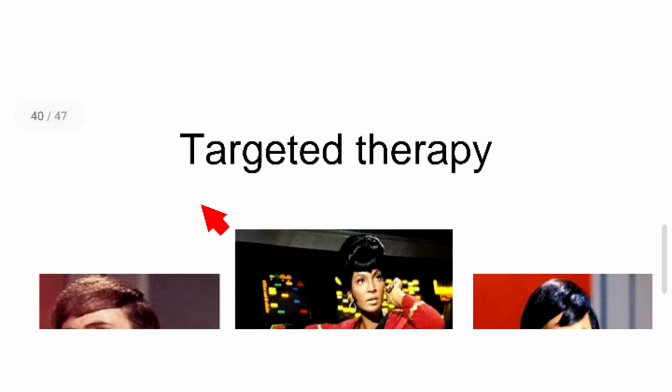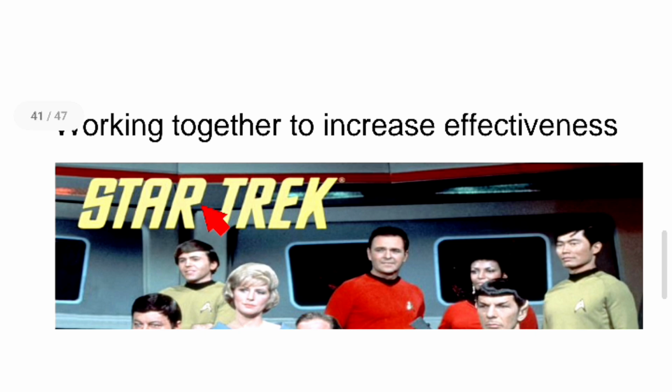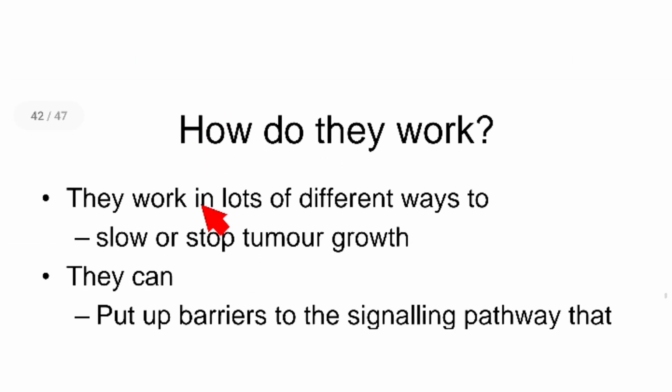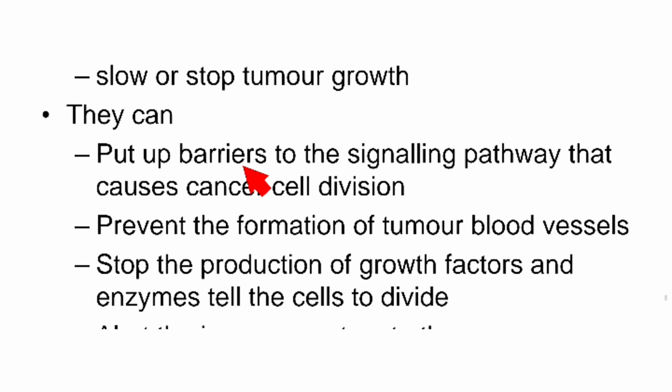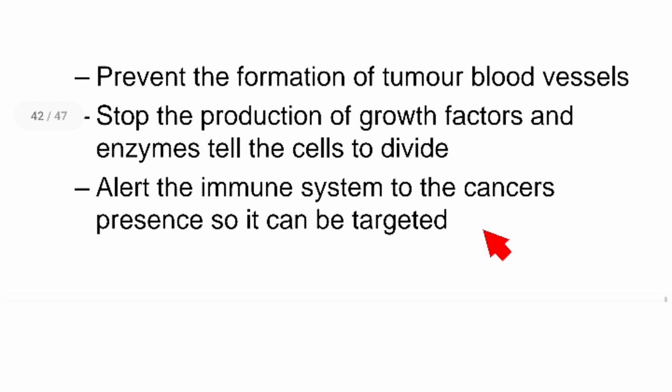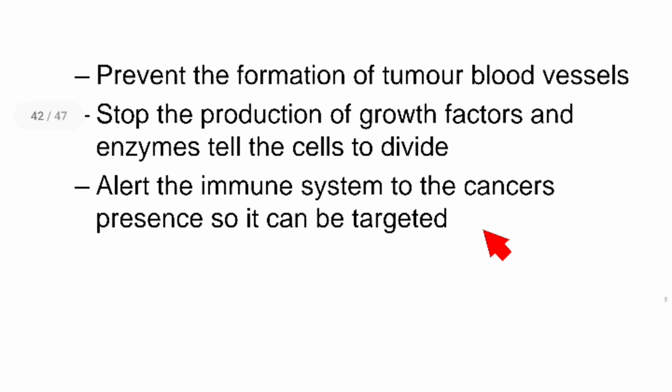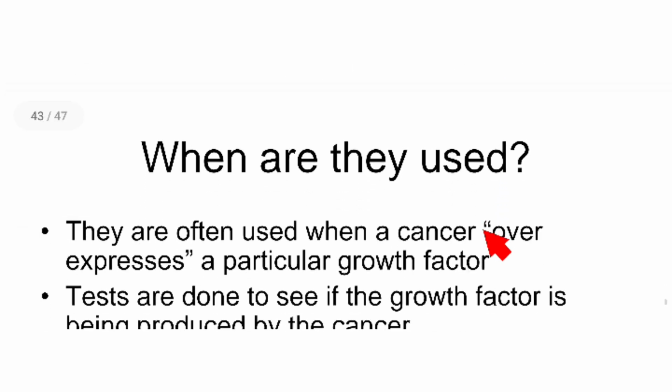Traditional chemotherapy and targeted therapy work together to increase effectiveness. How do they work? They work in lots of different ways. They slow or stop tumor growth. They can put up barriers to the signaling pathways causing cancer cell division, prevent the formation of tumor blood vessels, stop the production of growth factors and enzymes that tell the cells to divide, and alert the immune system to the cancer's presence so it can be targeted.